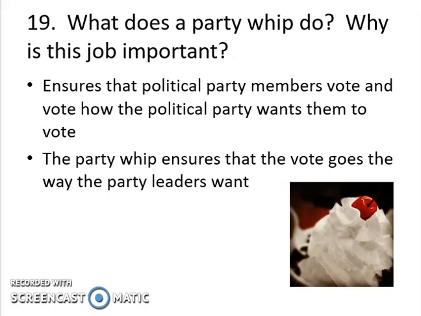We're on Unit 2 of the National Government Study Guide, Part 3. Question 19 is asking you what a party whip actually does. What a party whip does is ensure that members of the political party go out and actually vote on a bill. Whenever Congress is going to vote on a bill, the party whip ensures that political party members are there present and voting, and that they vote the way the political party wants them to vote.